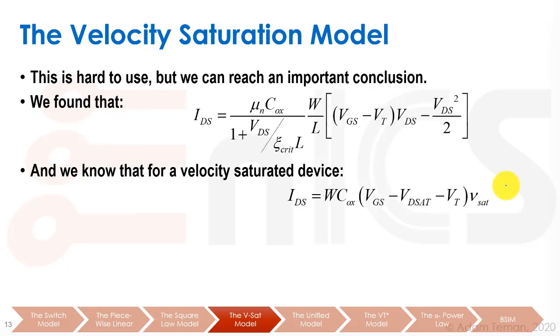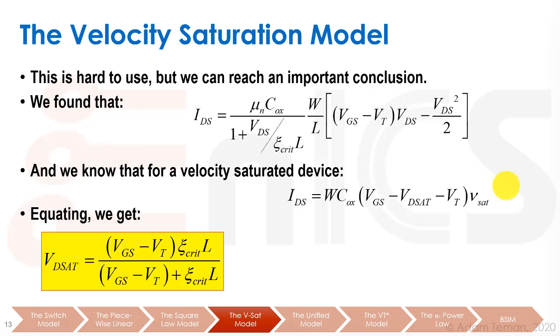Then we can equate the two sides, and we get this expression for VDSat, the VDS voltage that brings us to velocity saturation. It comes out as VGT times the critical field times L, divided by VGT plus the critical field times L. What can we do with that type of expression?